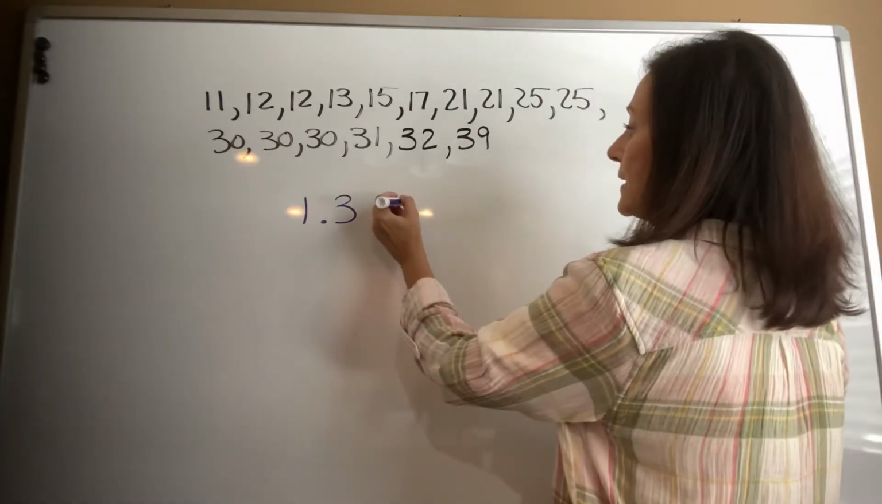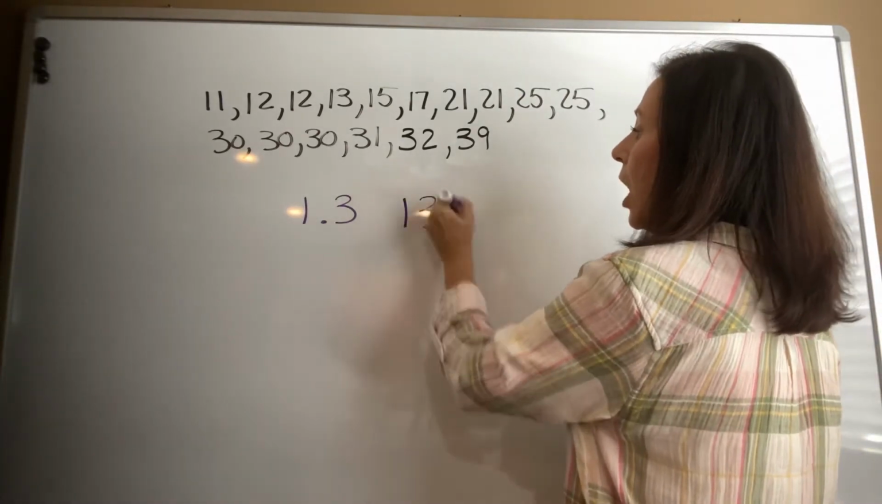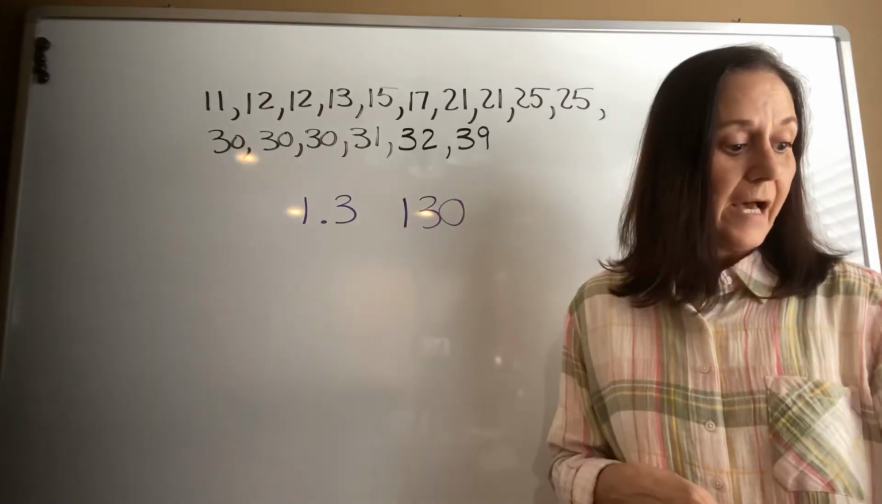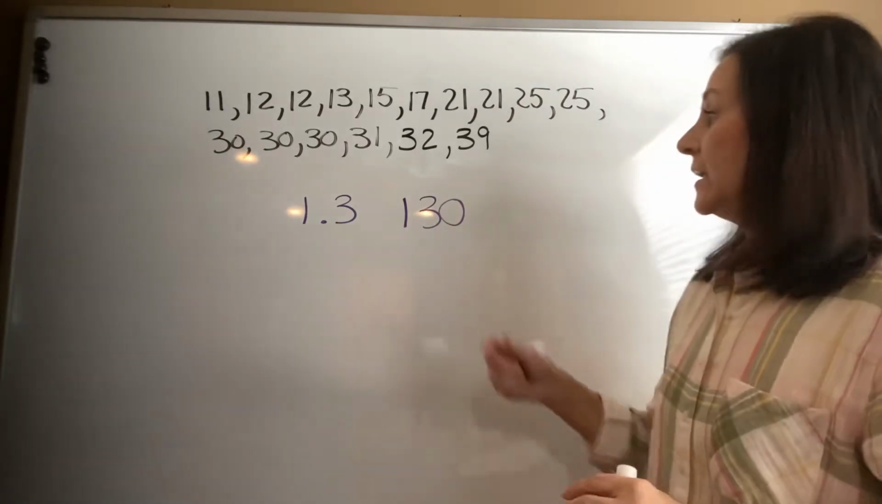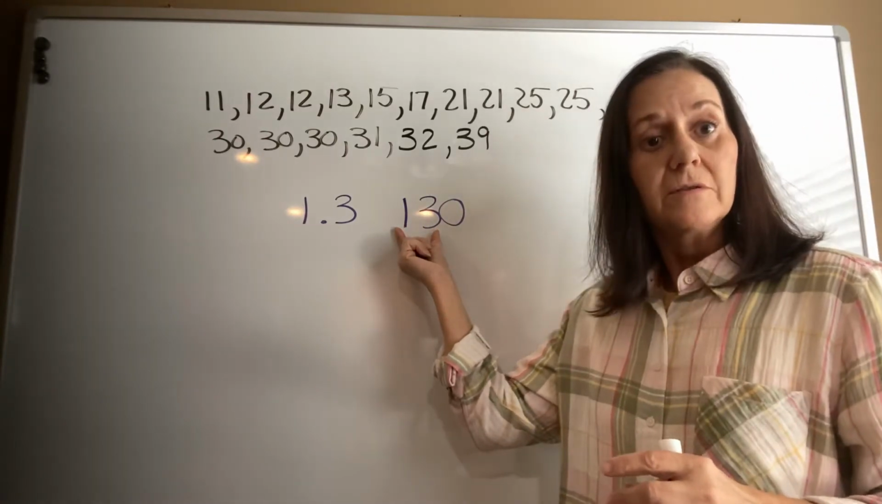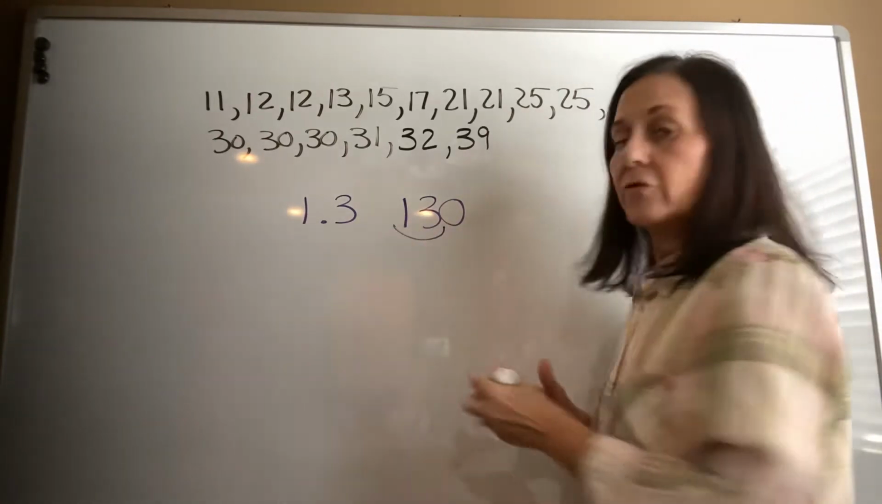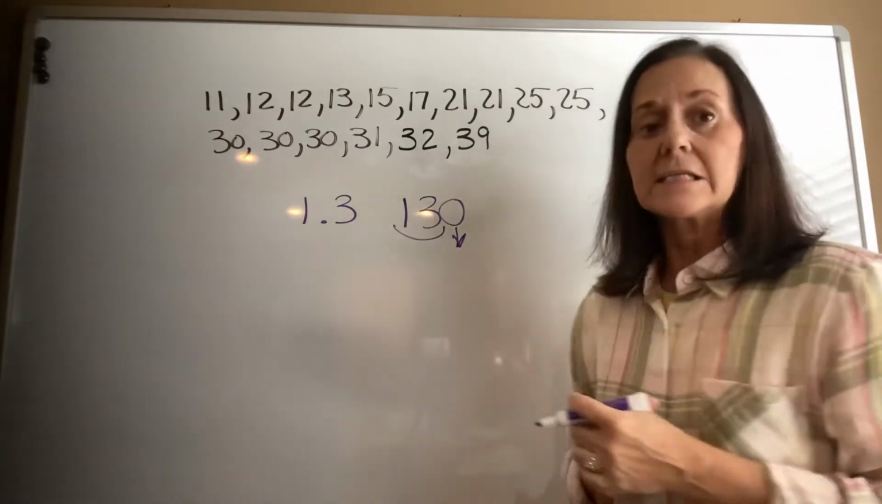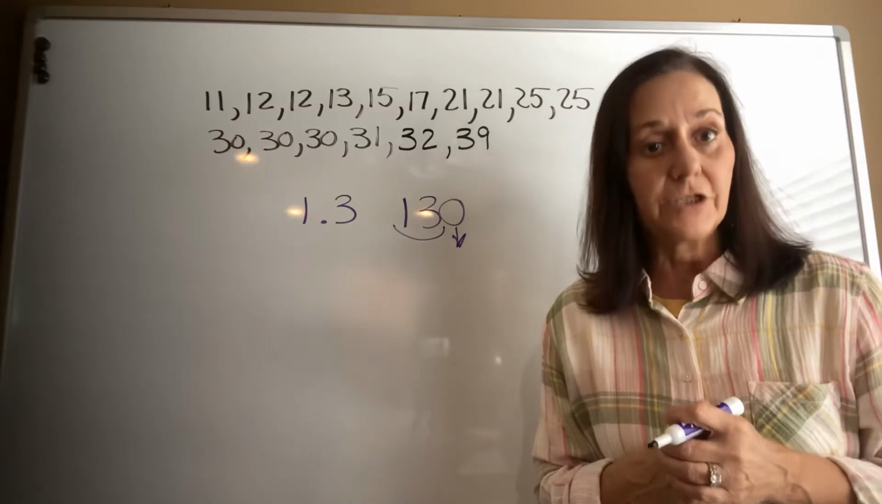If you had hundreds, okay, your stem would be probably both of those digits, the 1 and the 3, the 13 would be your stem. Your leaf is going to be that single last digit. Okay.